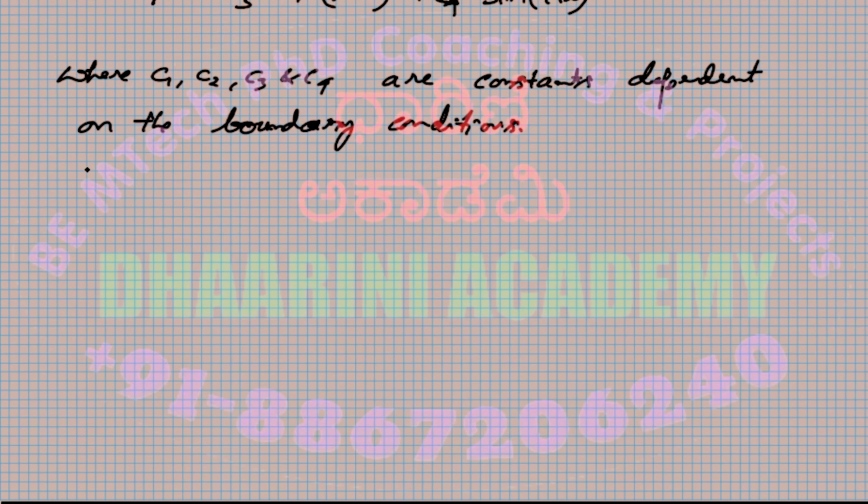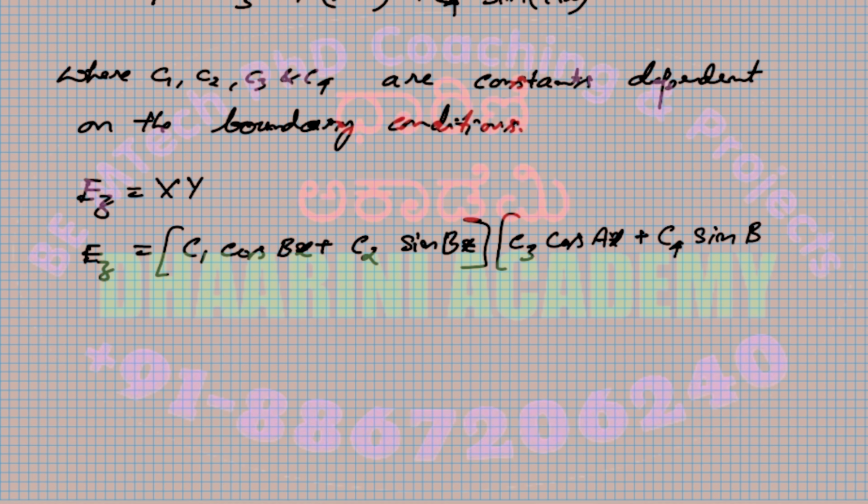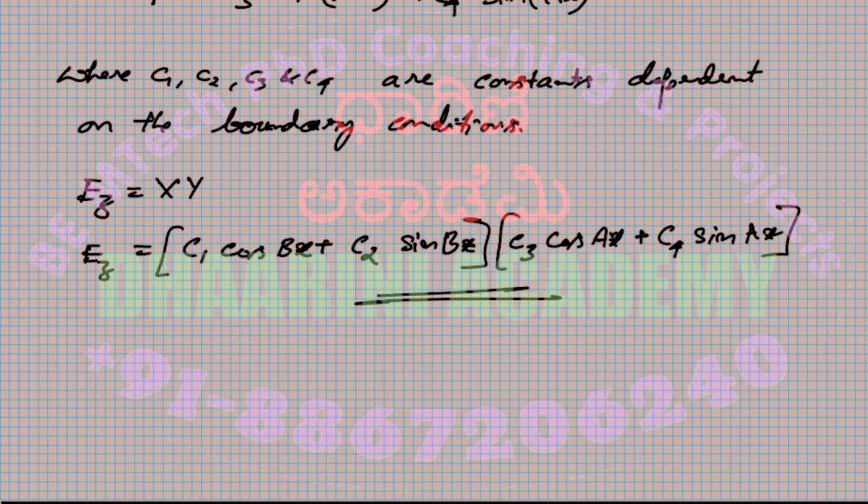Since we assumed that Ez is equal to X times Y, I will write the Ez equation. Ez is equal to, what is X for me? That is C1 cos bx plus C2 sin bx. This is X for me. You write a Y also: C3 cos ay plus C4 sin ay. Sorry, it's my mistake, it's a. Yes, correct. So we used to stop here. This is the final answer for us, where C1, C2, C3, C4 are the constants.